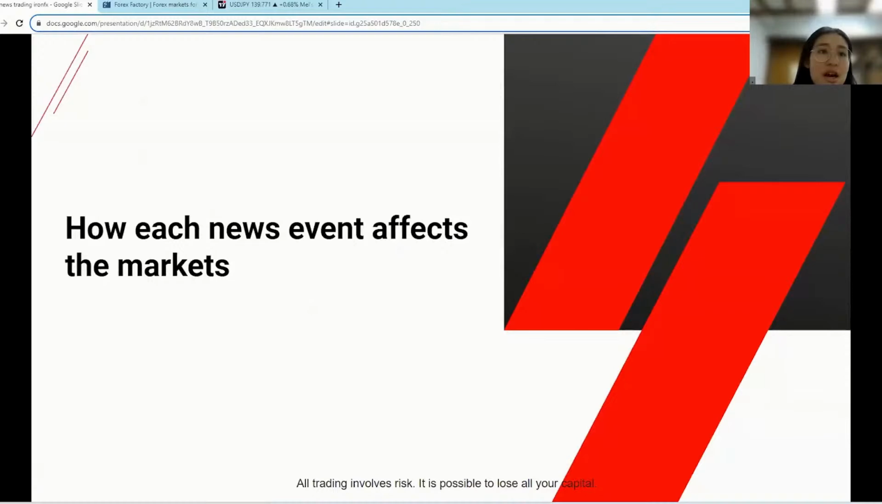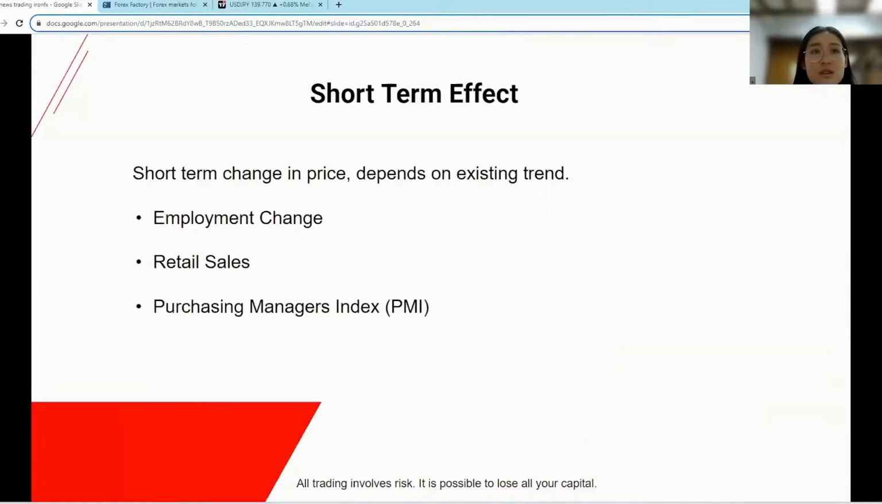Okay, next, how each news event affects the markets. Firstly, let's start off with the short-term effect. The short-term change in price depends on the existing trend. Firstly, we have the employment change. Secondly is the retail sales. And thirdly, the purchasing managers index, which is the PMI.